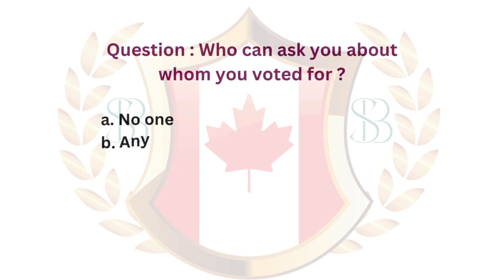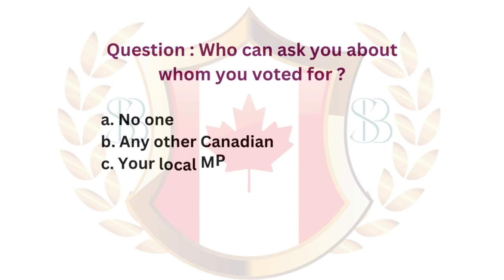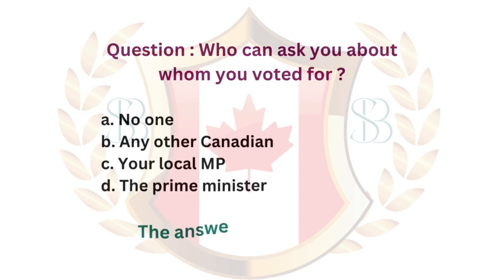Question. Who can ask you whom you voted for? A. No one. B. Any other Canadian. C. Your local MP. D. The Prime Minister. The answer is A. No one.